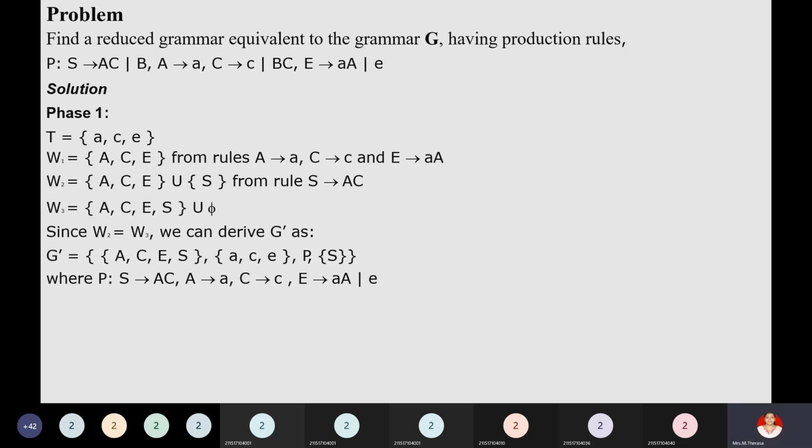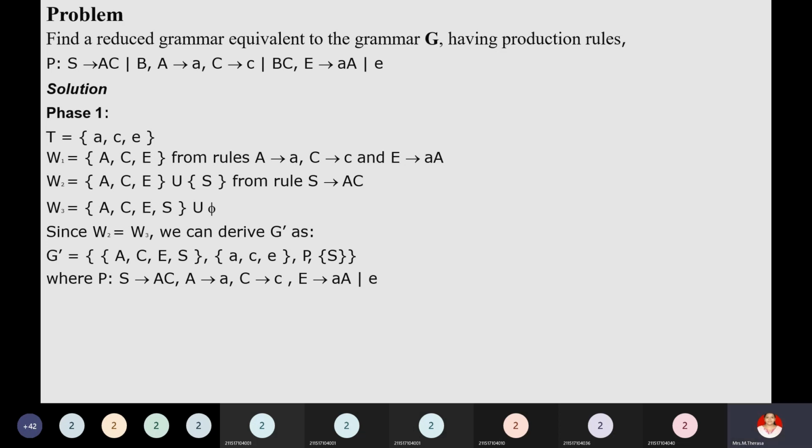Okay, we'll see one example. Find a reduced grammar equivalent to the grammar G having the production rules. Here the set of production rules are given. S tends to AC or B, A tends to small a, C tends to small c or BC, E tends to AE or FC, E for example.